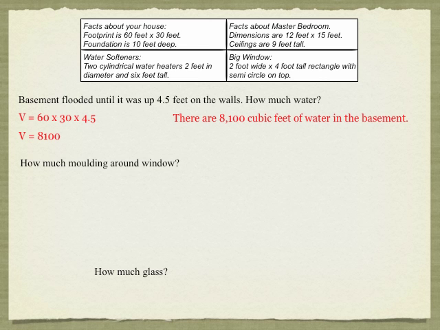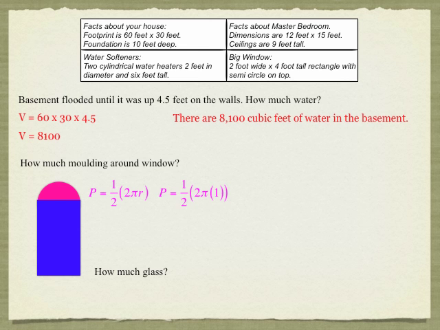How much molding is around this big window in the front? Well, let's look at it. There's my rectangle, and there's my glass. So if I were to go around the outside, the perimeter of that circle on top would be half the perimeter or circumference of a whole circle. So it would be half 2 pi r. Since it's 2 feet wide, the radius of the circle is 1. So my perimeter is just pi, which we will estimate as being 3.14.